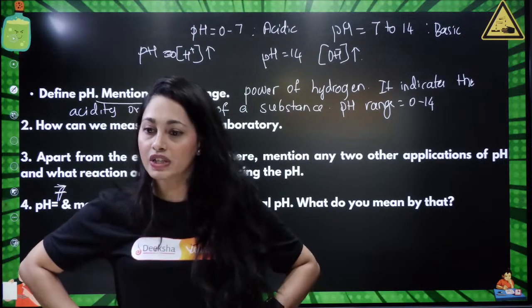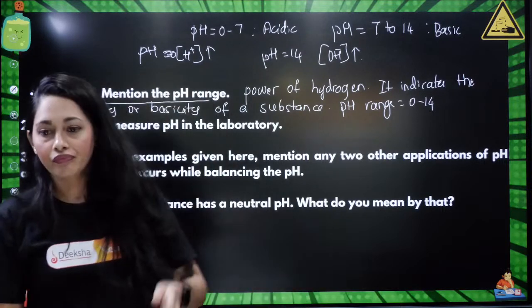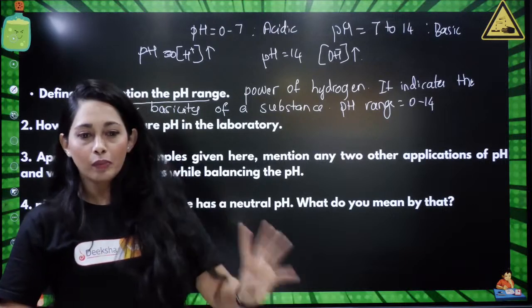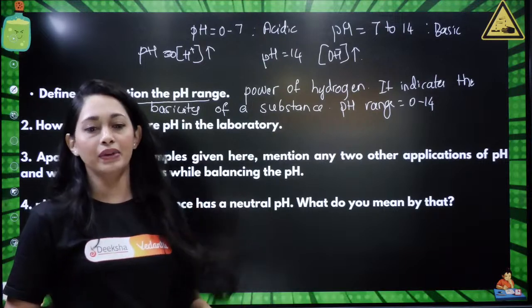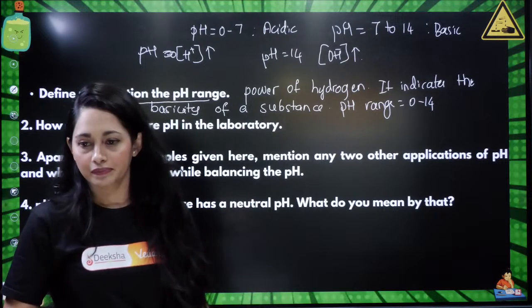Yes, very good. Lemon juice, grapes, tomato: these all have some organic acids. That's why their pH will be less than 7.